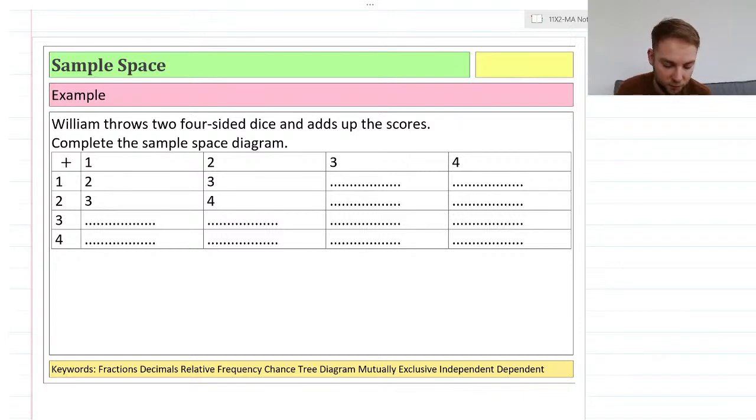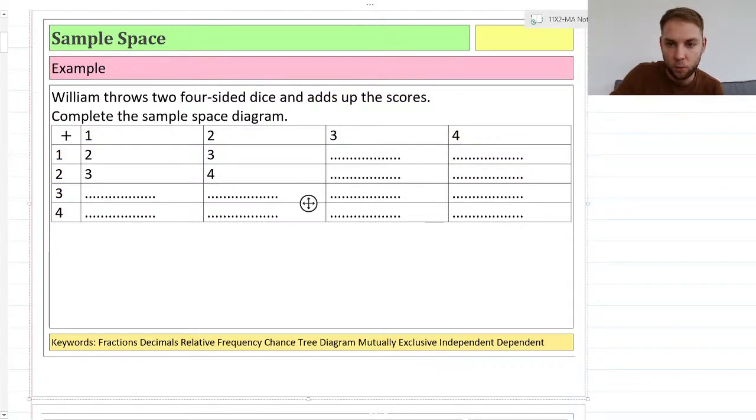Okay, so if he's throwing four-sided dice, now the numbers on his dice are these numbers here, which is going to be 1, 2, 3, and 4, and the same down here, 1, 2, 3, 4, and it says that he adds up the scores. Okay, so if we want to fill this in, we're going to add up the scores. You can get this down if you want. So it'll be over here, 1 plus 3 is equal to 4 here. 1 plus 4 is equal to 5 for this one. 2 plus 3 is equal to 5. 2 plus 4 is equal to 6.